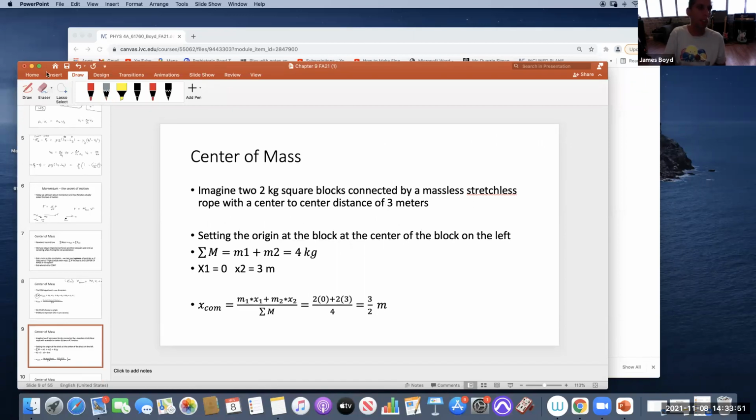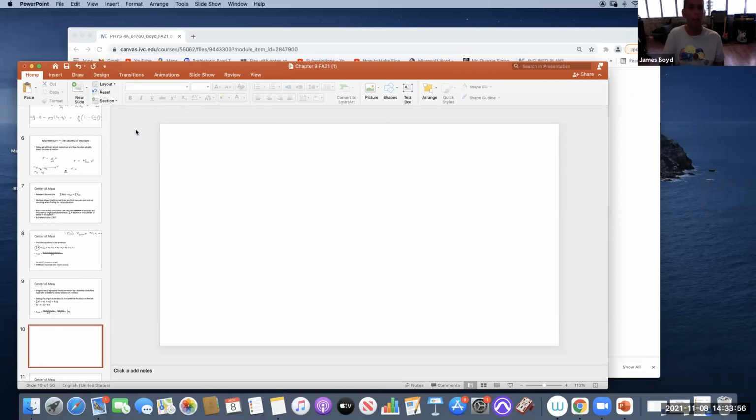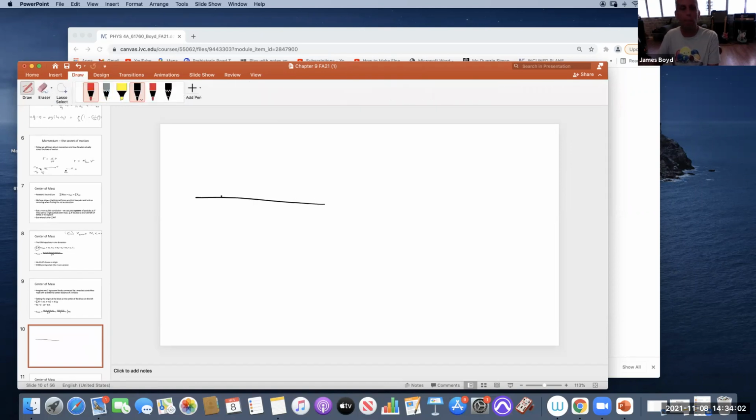Let me explain it like this, and this will be the simplest example that I can come up with. Imagine you have 2 blocks and they're connected from their center to their center. These are each 2 kilograms, and the centers are connected by a distance of 3 meters. And we want to know, if we wanted to treat this as a single point mass with a mass of 4 kilograms, where would that single summed mass be?